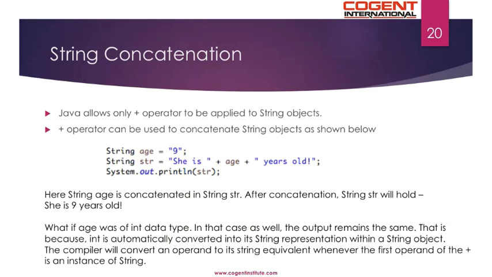So what if age was of int data type? In that case as well, the output remains the same. That is because int is automatically converted into its string representation within a string object. The compiler will convert an operand to its string equivalent whenever the first operand of the plus is an instance of string.